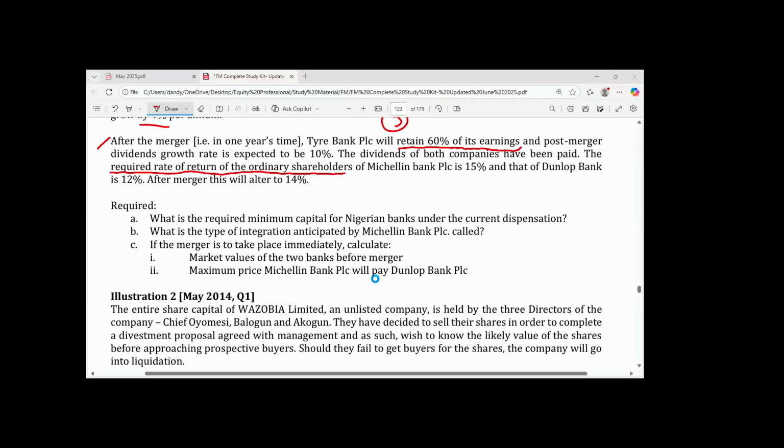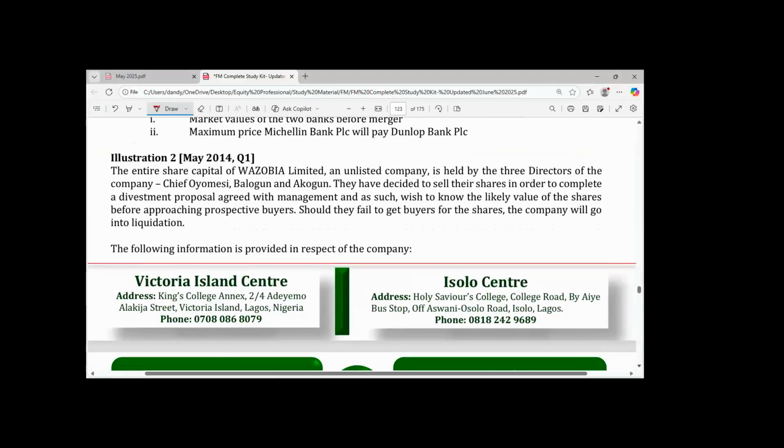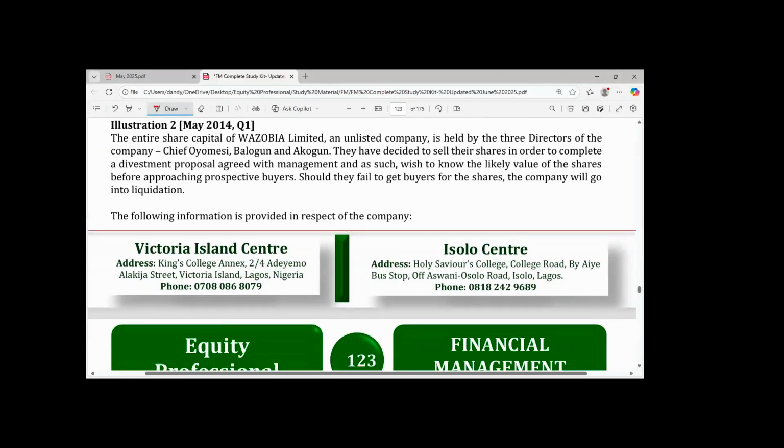Let's have another one. Okay. Now, let's have a question that involves asset-based approach and price-earning ratio. How do you treat it when you're asked to value a business using asset-based approach and then price-earning ratio? How do you treat it? So, I need somebody to help us read. I don't know if Angela is still in the class. Please, if you are, kindly read. Illustration 2.